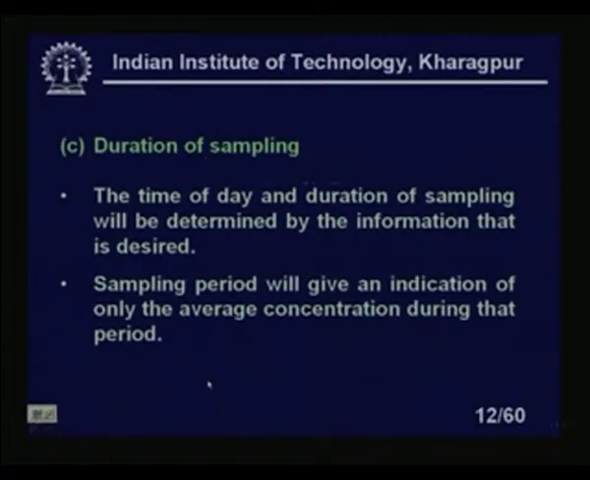Sampling period will give the indication of only the average concentration during that period. So, suppose I am taking a sample for 1 hour, that means I am averaging over 1 hour. So, that's a good measurement.